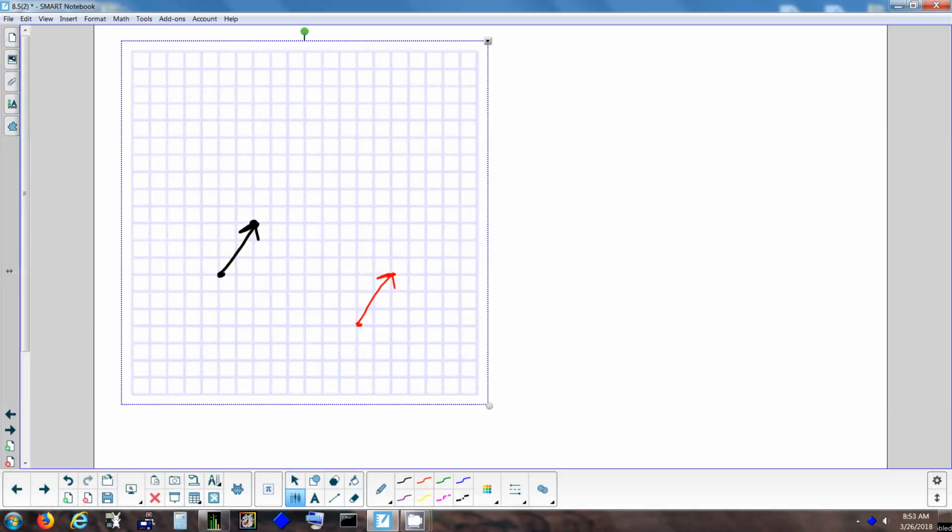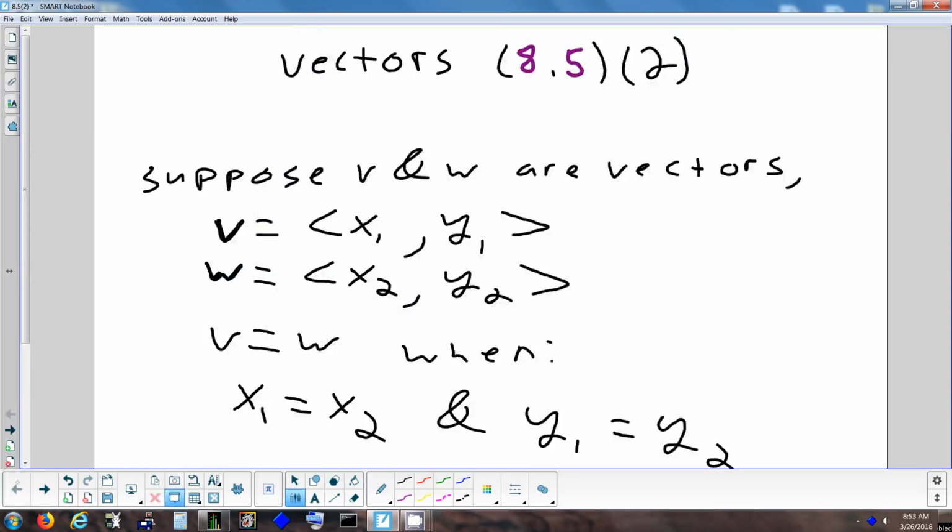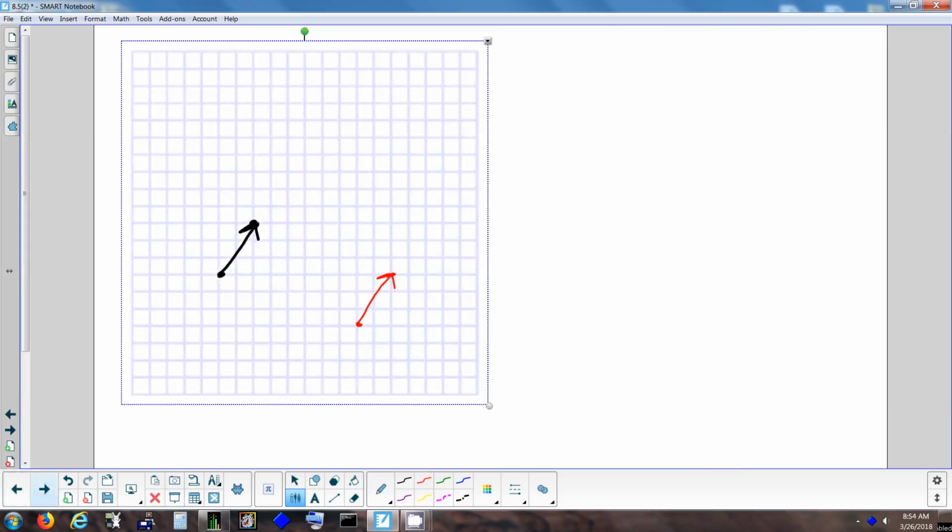Do they have the same terminal point? No. So some people say, well, they don't have the same initial point, they don't have the same terminal point, how can they be equal? Well, equal just means that if you were to measure the horizontal components and the vertical components, the horizontals come out the same and the verticals come out the same. If we measure it, right 2, up 3 for the black one, right 2, up 3 for the red one. Those vectors are equal, even though they're not drawn in the same spot. Any questions on that?